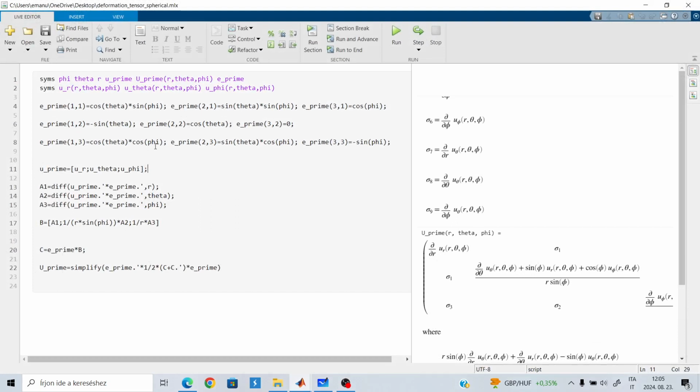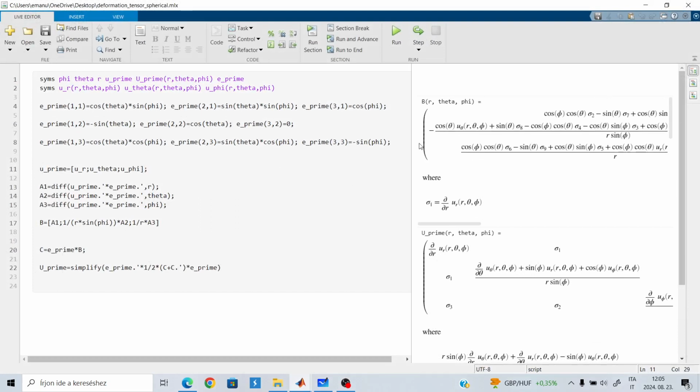I have prepared the script, so I have defined some symbolic variables. I have already run the script, but to do the math, you need to define the symbolic variables. I have defined phi, theta, r, and then I defined u prime. Lowercase u prime is the displacement vector in a spherical coordinate system, whereas capital U prime is the strain tensor written in the spherical coordinate system.